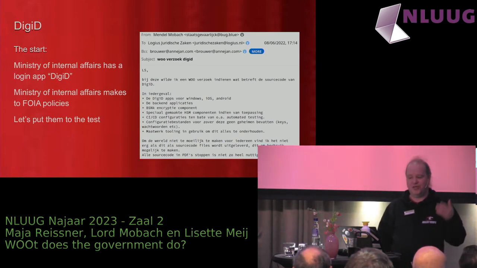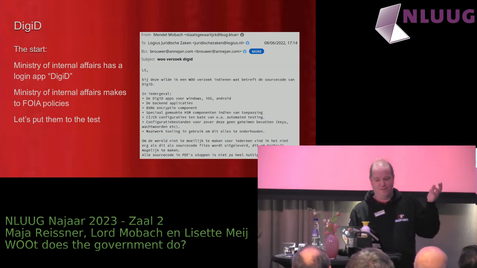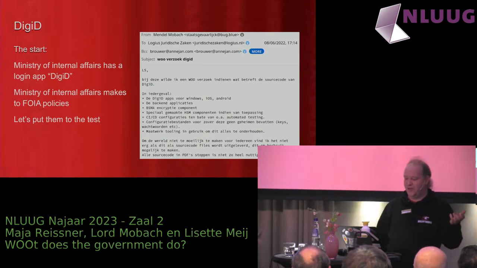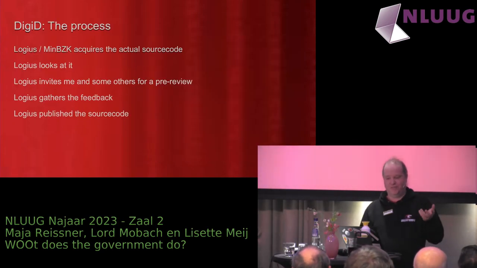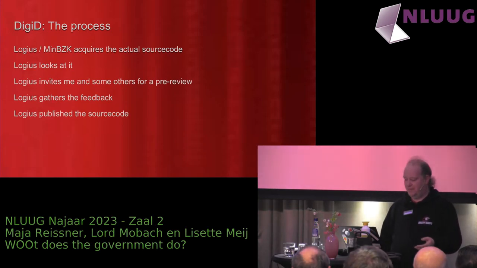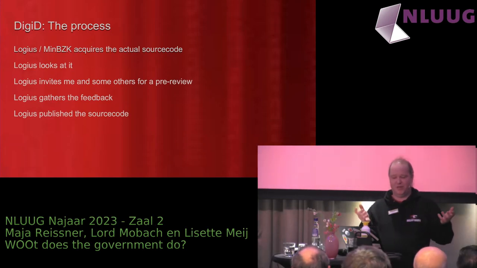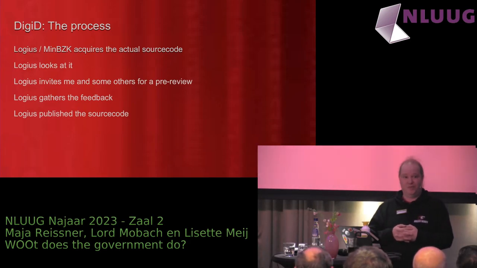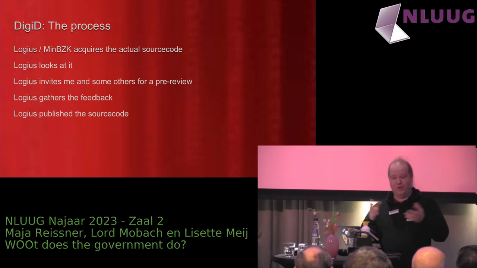So the process was, and this is for every government organization, very easy. You acquire the actual source code, you look at it, or have somebody look at it who knows what it's about. Invite people like me or some other people for a preview if you want that. There's always people in the open source community who maybe want to help at some point. Then gather the feedback and then publish the source code. Sounds very, very easy, right?